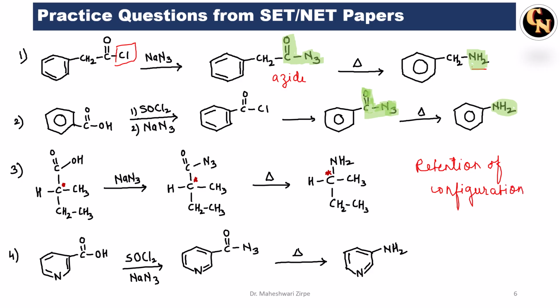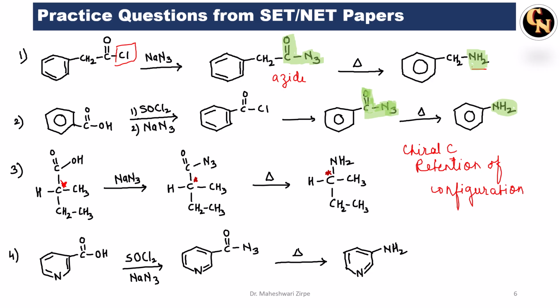So if the starting material is R configuration, you will get R configuration. If it is S, you will get S. So you have to find out your chiral carbon. You will always find that the chiral carbon will retain its configuration. Okay, students, this also you have to remember, you should keep in mind.